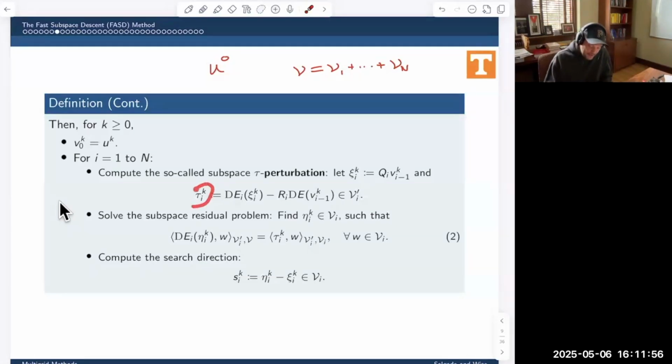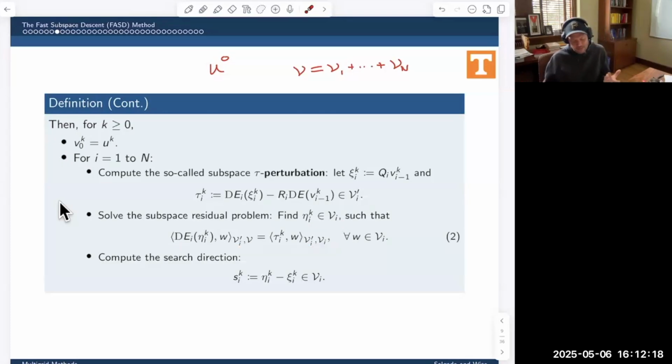And now we take this and we're going to put it in a variational problem, and we're going to solve for this object called eta ik. The solution of this problem is going to be on the subspace. So we're looking for eta ik in the subspace that satisfies this variational problem.